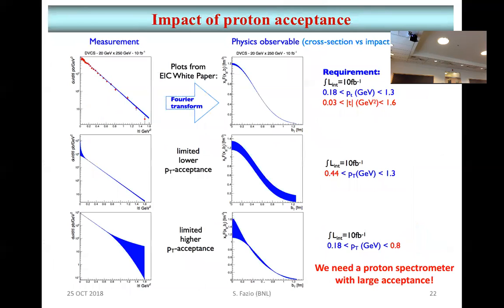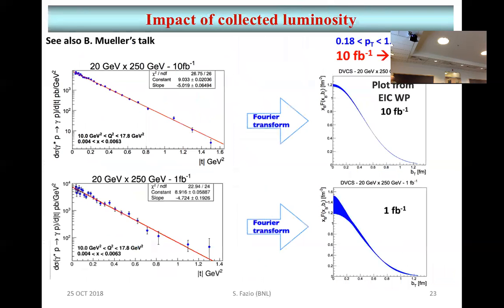So we need a quick study, looking back in time, to see what you actually lose or gain if you lose acceptance in PT, for instance. You can see here the same plot from the white paper: the cross-section of DVCS and its Fourier transform. If you lose acceptance at the low end of PT, the Fourier transform becomes less precise, with larger error bars. And if you lose something at the large side of PT, you blow up a little bit the low impact parameter region.